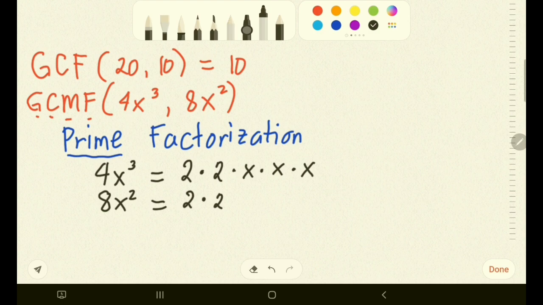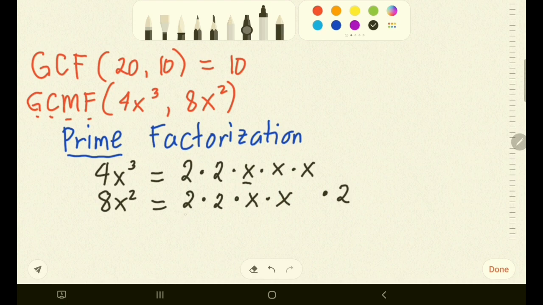But in prime factorization, class, you need to align those factors that are similar. Since x here is not the same as, or is different from, 2, you write another 2 here. So times 2. How about x squared? x squared is just x times x. So you write here times x.